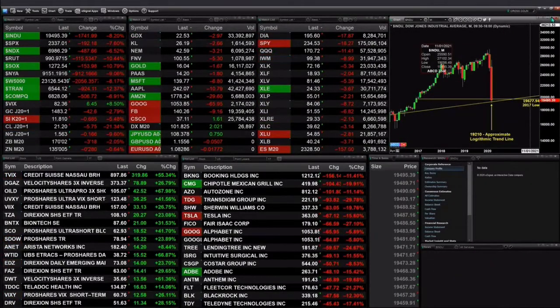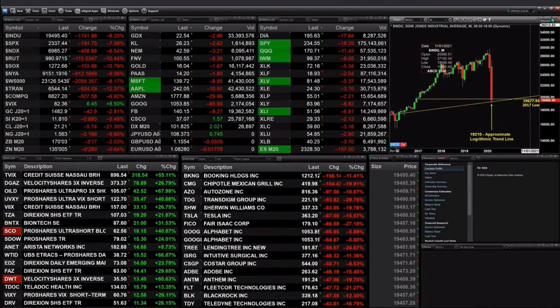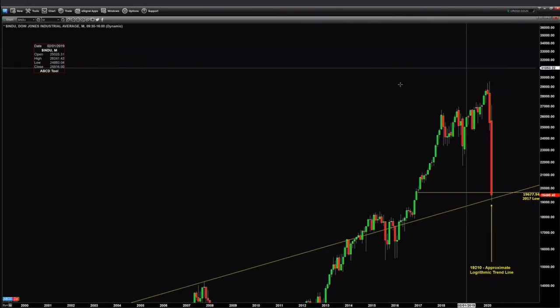Welcome back, folks. Now we've got the Dow down 1,741, S&P down 192. We're going to go back to Bob in just a moment here. But what has transpired so far is prices have come down and hit that logarithmic trend line. It got to that 19,210 area, and so far it's bouncing.